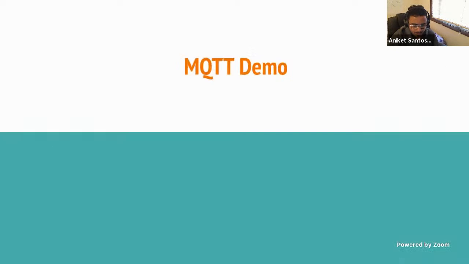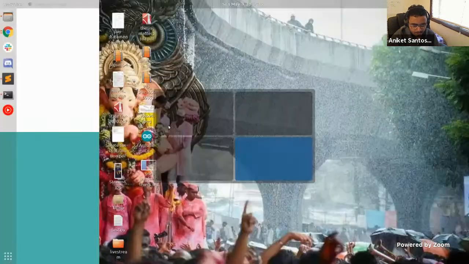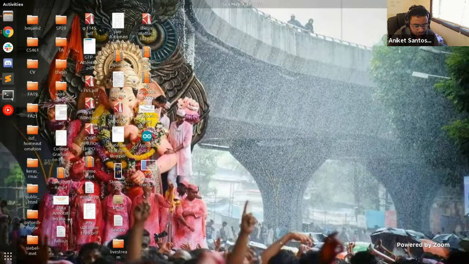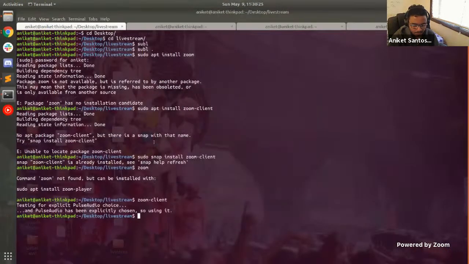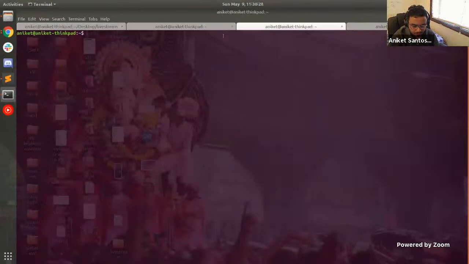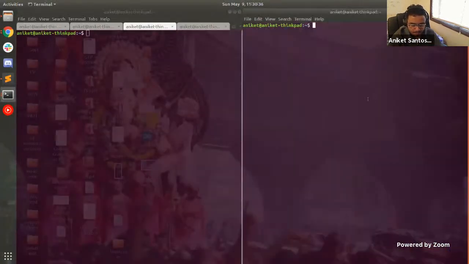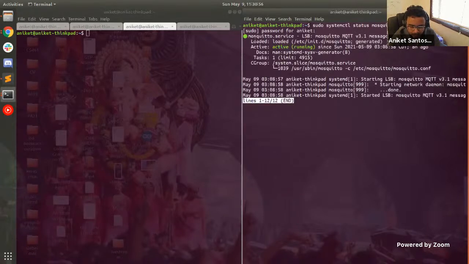So just to provide everyone with a short demo of how MQTT works, before that, let me rearrange my tabs. Let's check whether MQTT is running on my system or not. I'll just check it using this. As you can see, MQTT is running.